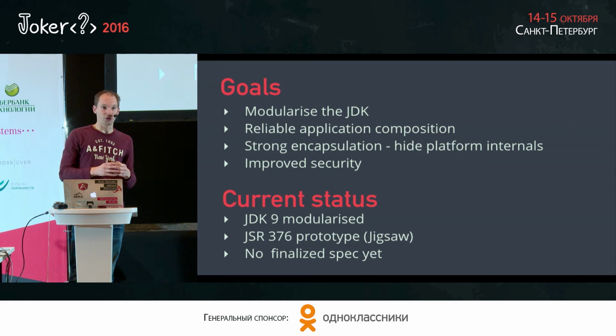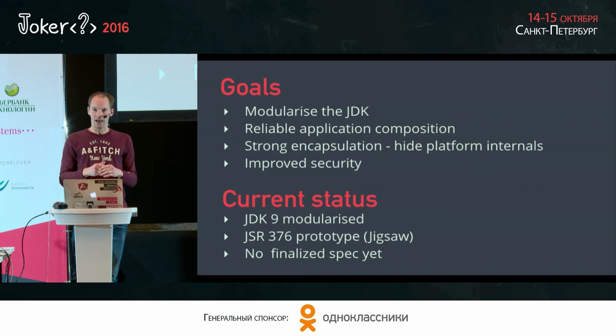And if you have modules with explicit dependencies between them and with encapsulation, et cetera, then you can actually start thinking about reliable application composition, as it's called. Currently, we just throw all the jars that we have on the class path and hope for the best. But who knows? Maybe you missed something, maybe there's a duplicate, et cetera. If you have explicit module information, you can do much better.